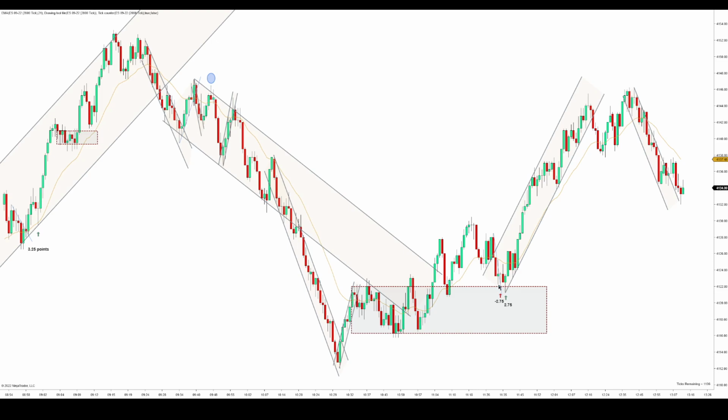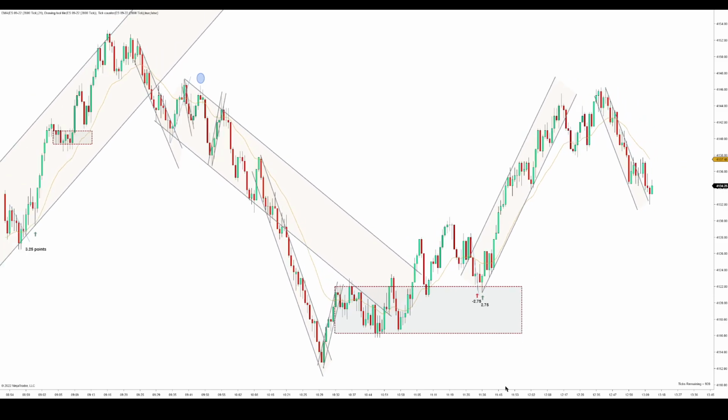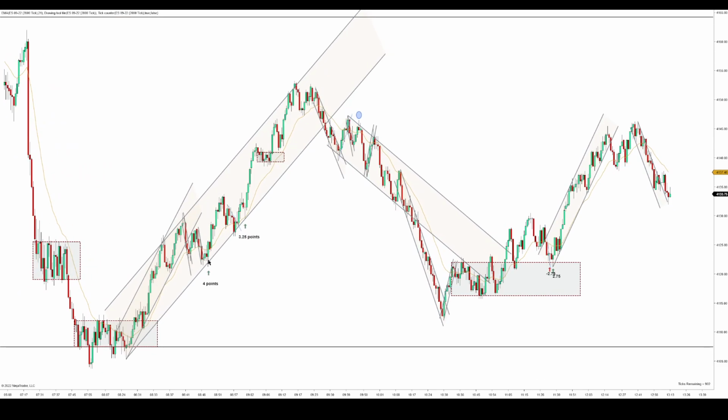But it's not as perfect as this one on the right. So anyway, so that's the day. I got these 3 winners, 1 loser. So I have 10 points in winners, and then 2.75 points in loss. So that's a pretty good amount.